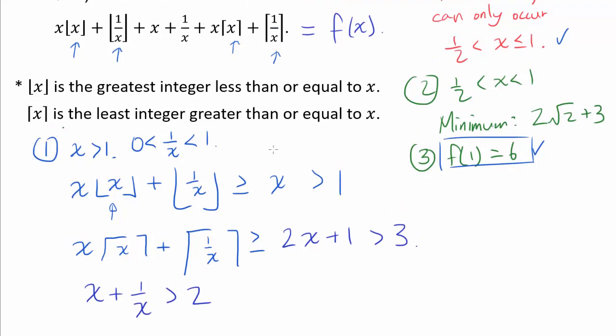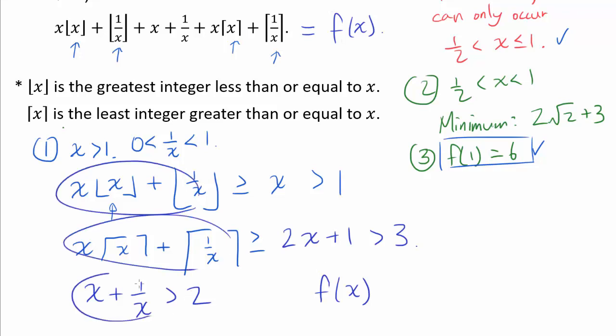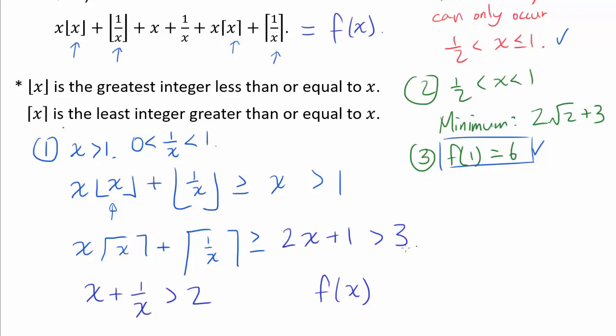And combining every single thing, we see that this entire thing, f of x, when we add every single one of these expressions, must be greater than 6, 1 plus 3 plus 2, when x is greater than 1. And this means we cannot have a minimum for x greater than 1 because f of 1 is 6.